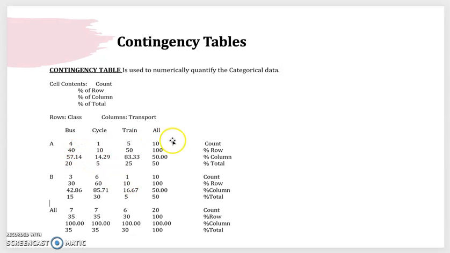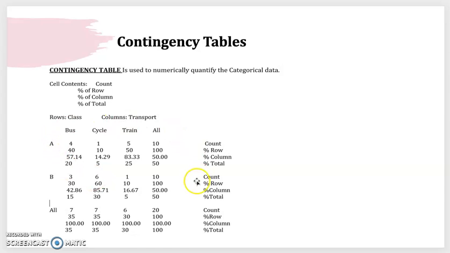Afterward, you have the count, and also you have the percentage of each row. Each percent is computed using 4 divided by the total students from class A. That's what we call the percentage of the row. You also have the percentage for the column, because we want to know, for bus, you see more than 50% from class A use the bus. Then for class B, they have 42.86%. That's a column, so the total usage for the bus will be 100% here. Then of course you have your total percentage for each one.